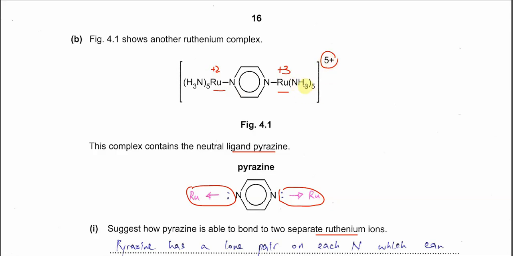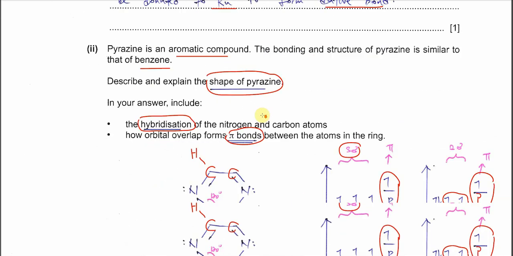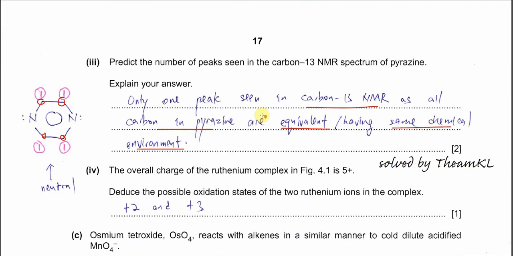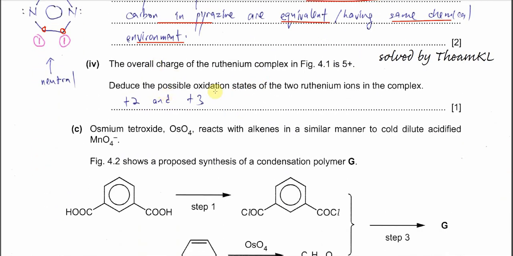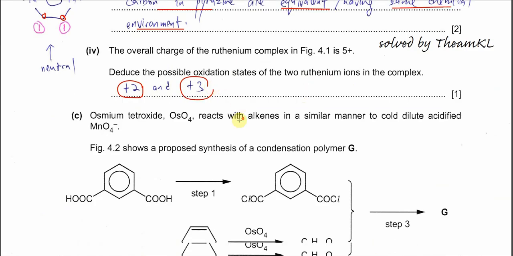The ammonia itself is neutral, and this bidentate ligand is also neutral. So the charge of this complex ion is controlled by the metal cations. So we just put positive 2, positive 3. This is a combination. Deduce a possible oxidation state for these two ruthenium ions. I just put positive 2, positive 3.